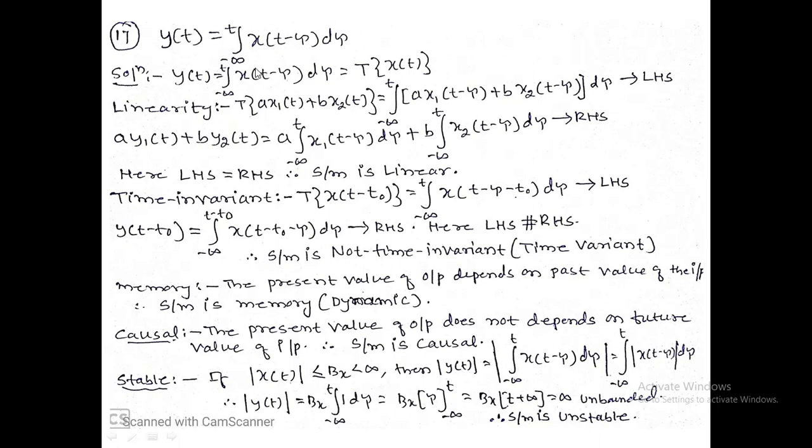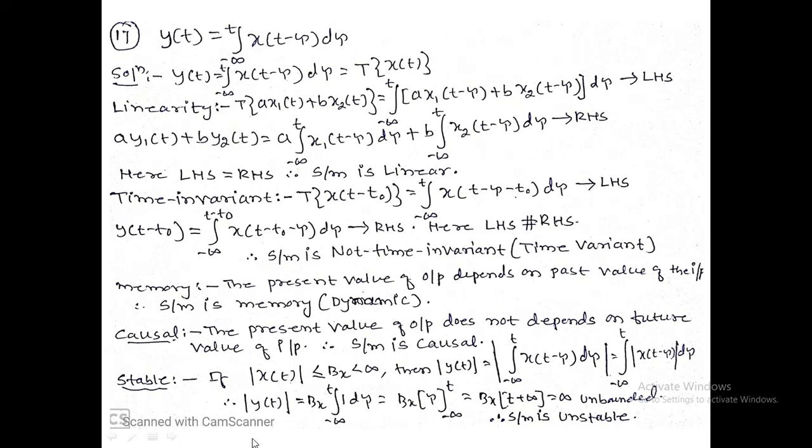Therefore, the system is causal, which means the present output does not depend on future input value. Suppose in the problem it is given x of t plus tau, then the output signal depends on present input as well as past input as well as future input. In that case, the system may be non-causal, but in this case the system is what?